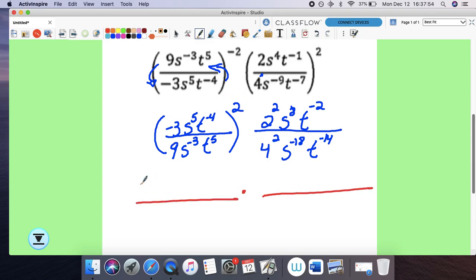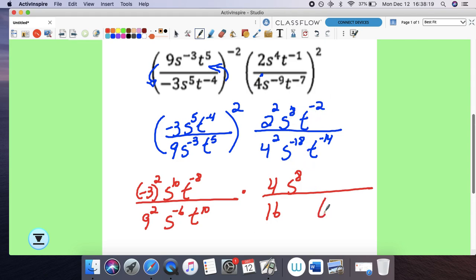So over here, let's do the same thing. It's negative 3 to the 2nd power, s to the 10th power, t to the negative 8. And at the bottom is 9 to the 2nd power, s to the negative 6, t to the 10. And over here, again, 2 to the 2nd is 4. Let's change that. 4 to the 2nd is 16. S to the 8, that stays up. The t to the 2nd, I'm going to put him down here, so that is going to go down. S to the negative 18 is going to go up. And this t to the negative 14 is going to go up and becomes positive.